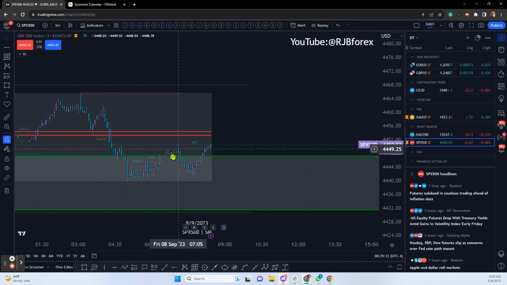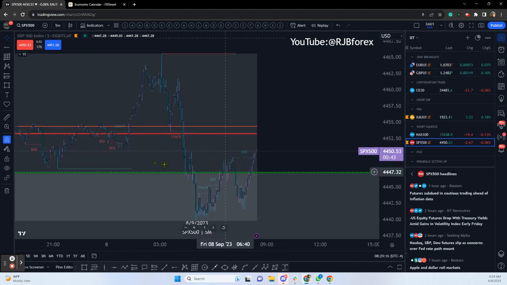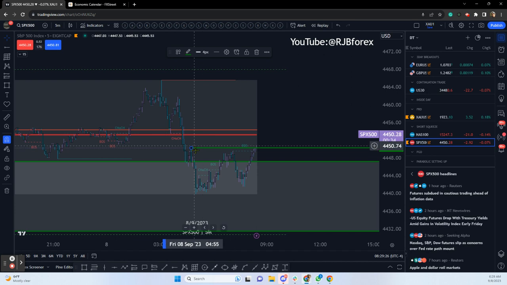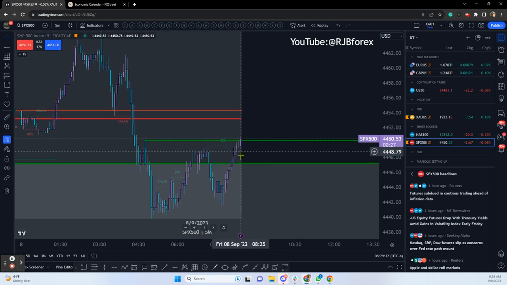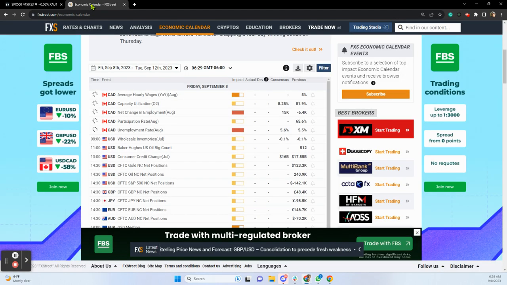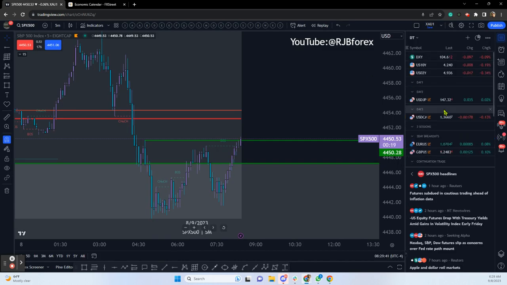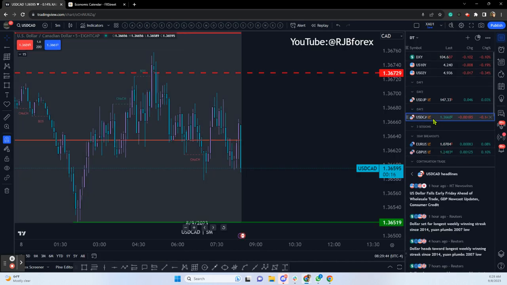Now we got a break of, let me look at this, not yet. We're trying to break structure here. So this was the lower high over here before the lower low, and we've come up to test that at the moment. So we're trying to break that structure. Well, 26 minutes. This data is out at the moment. So let's have a look at what's happening with dollar CAD.